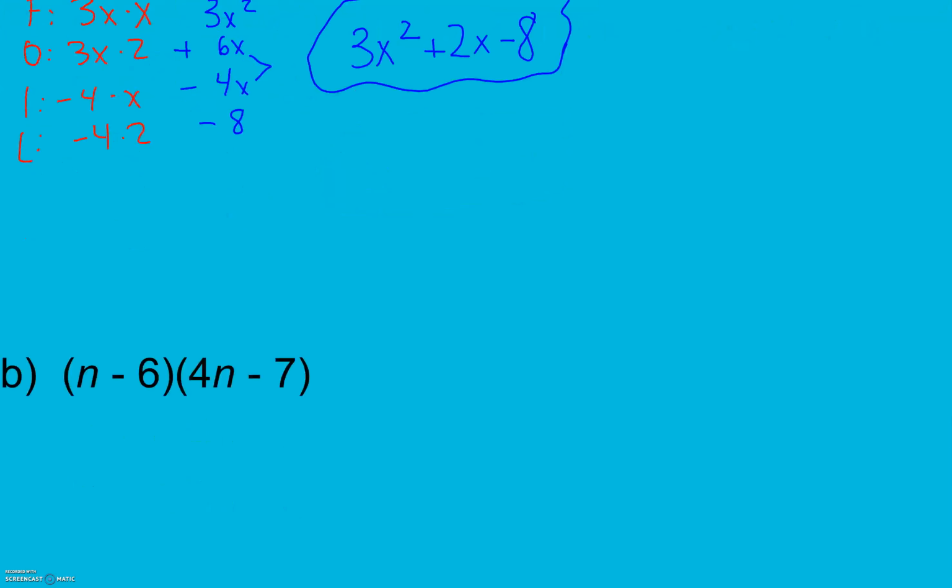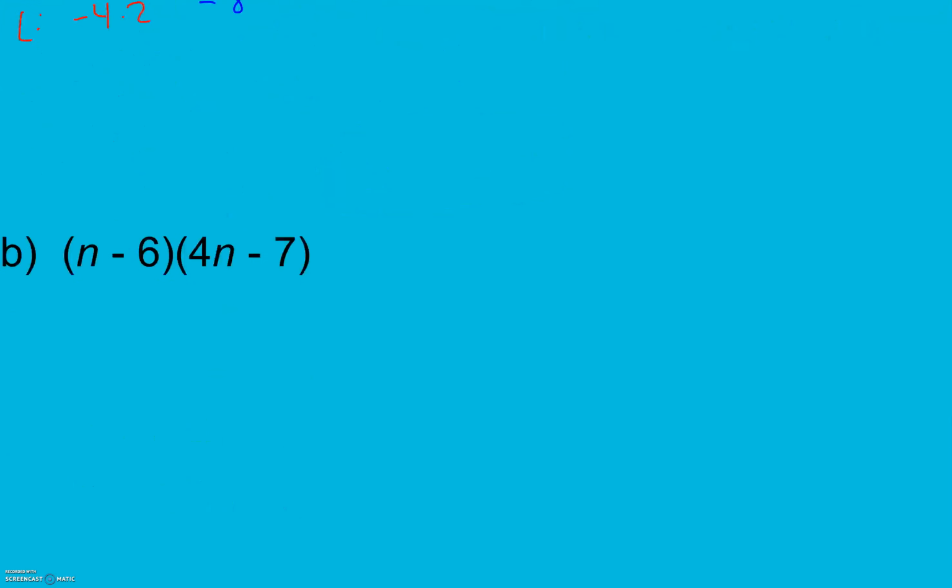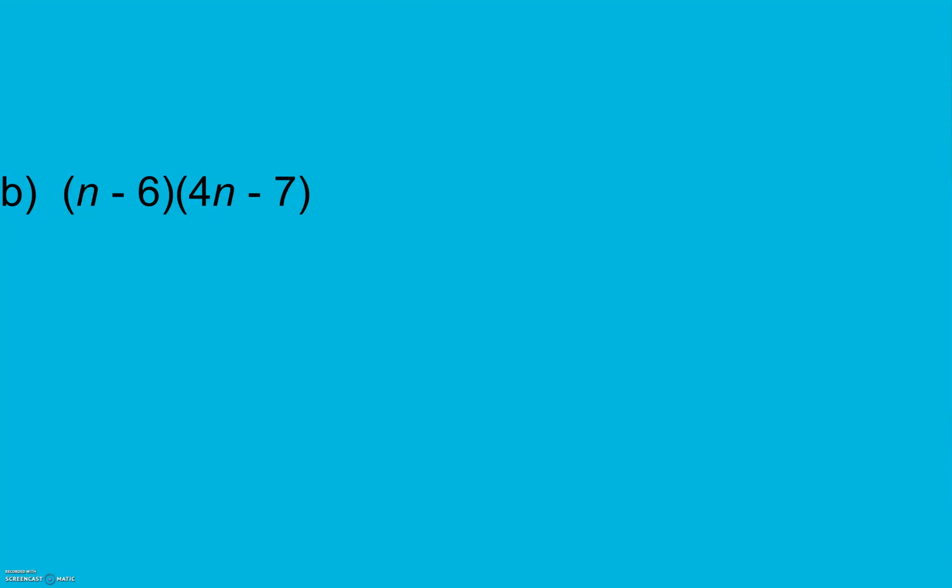In B here, again, feel free to use any method you want. Doesn't matter. I'm going to FOIL again, and I'm going to do it in just a little bit different format. I'm not going to write out my acronym. We still can if you want to, but we don't have to. So firsts, outsides, insides, and lasts.